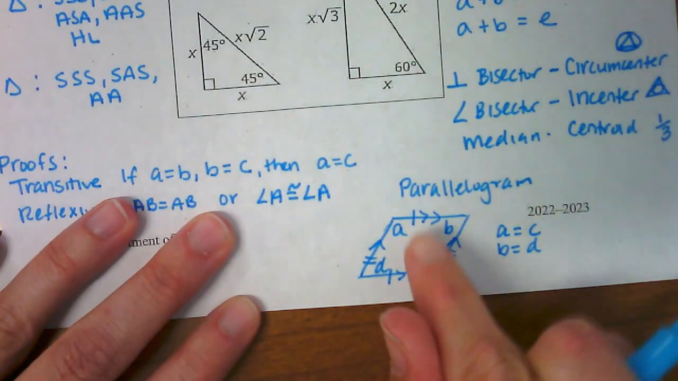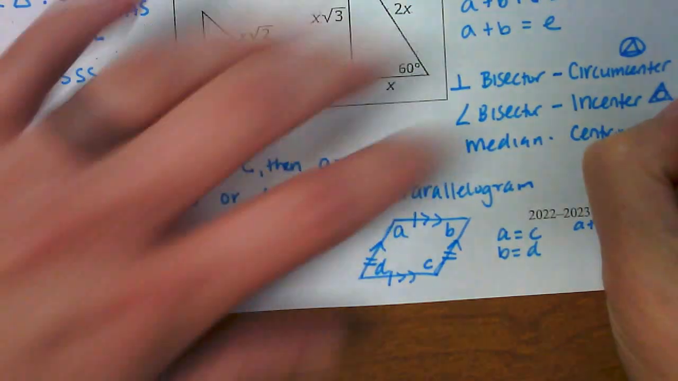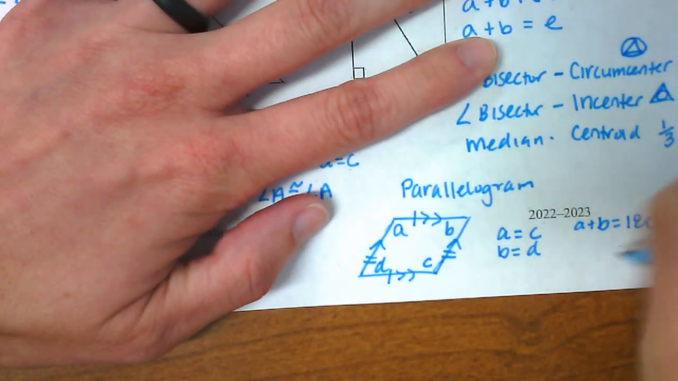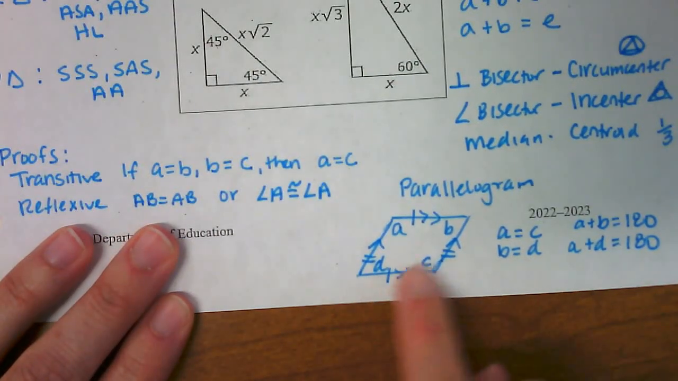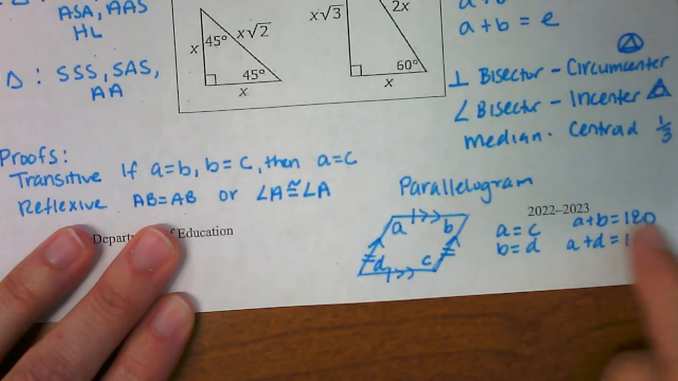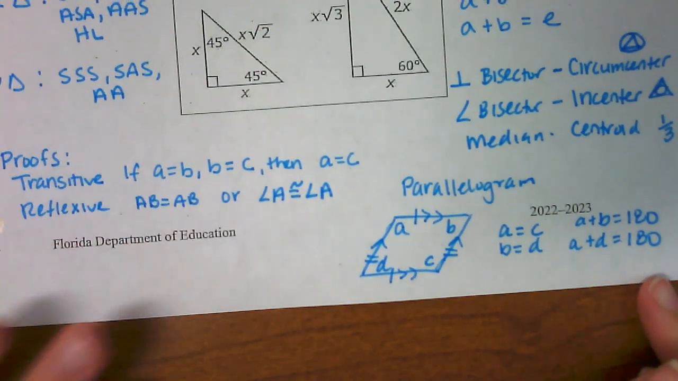And then also the ones that are next to each other add up to 180. So we could say A plus B equals 180, or A plus D equals 180. We could go all the way around and say D plus C, B plus C, but that's writing a lot of stuff. I think this is enough to get you to remember that. All right, so that's the front of our sheet.